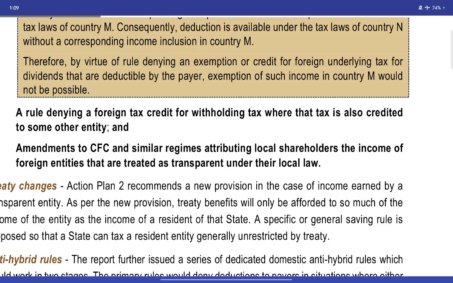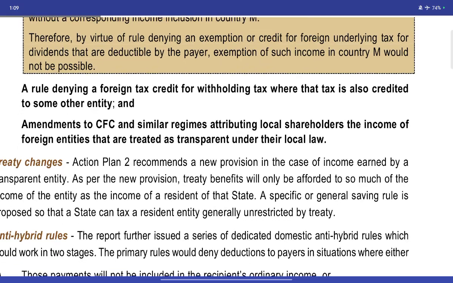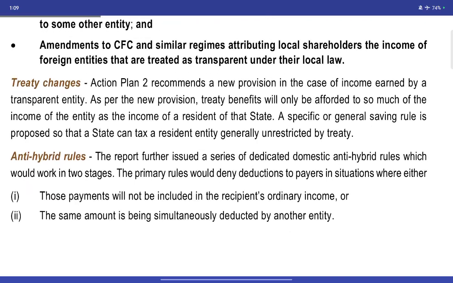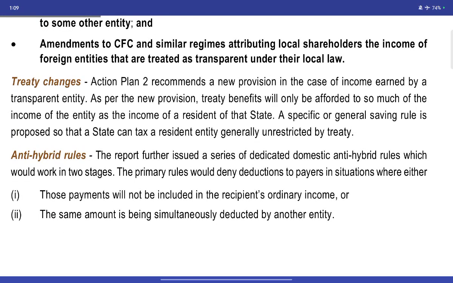The rule defining the taxpayer of foreign tax credits applies to withholding tax, where tax is also credited to some other entity. Amendment of CFC and similar regimes attributes to the local shareholder the income of entities that are treated as transparent under the local law. Treaties: the action plan recommends a new provision in case of income derived through a transparent entity. As per the new provision, treaty benefits will not be available to any part of the income of the entity as an income result of share.